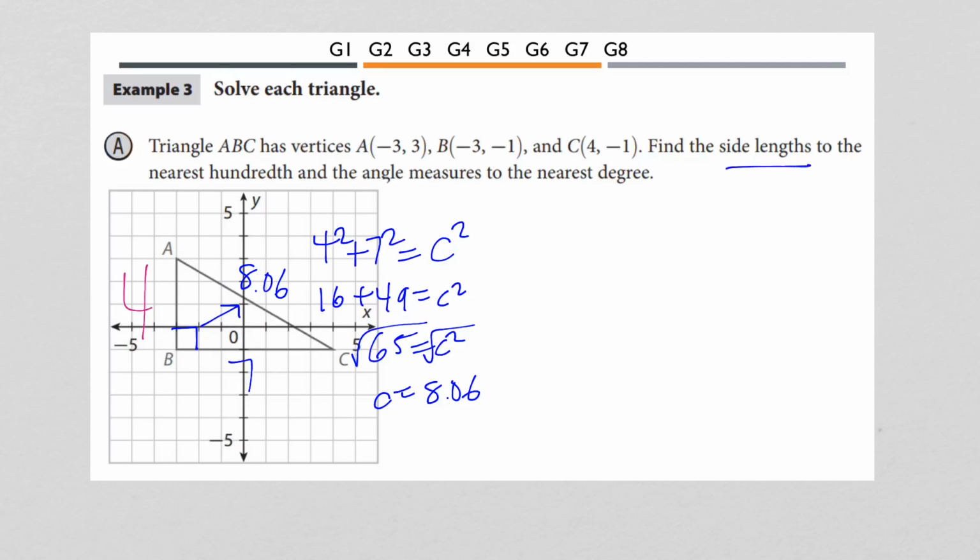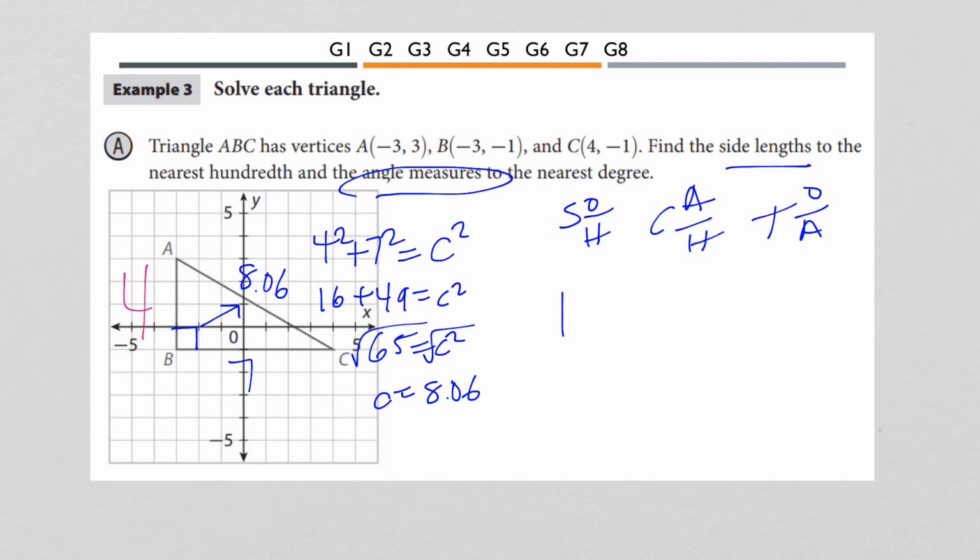just to find the side lengths. It's also asking me to find the angle measures. So now I'm going to go ahead and find the angle measures. So ready? I want to find angle C first. It doesn't matter which one I use, because I know all the side lengths. So I'm just going to go with sine. No, I'll go with tangent.